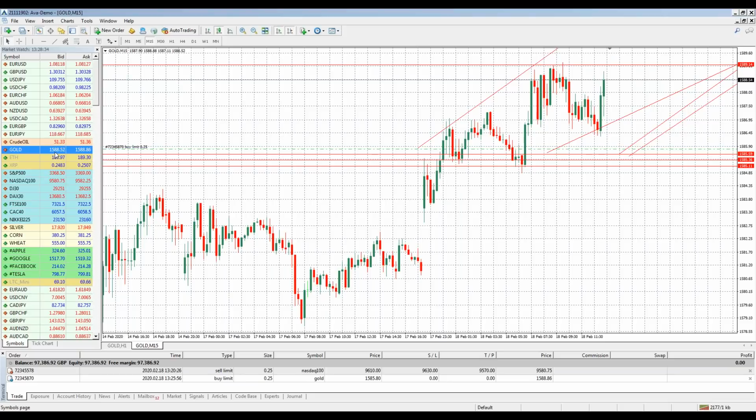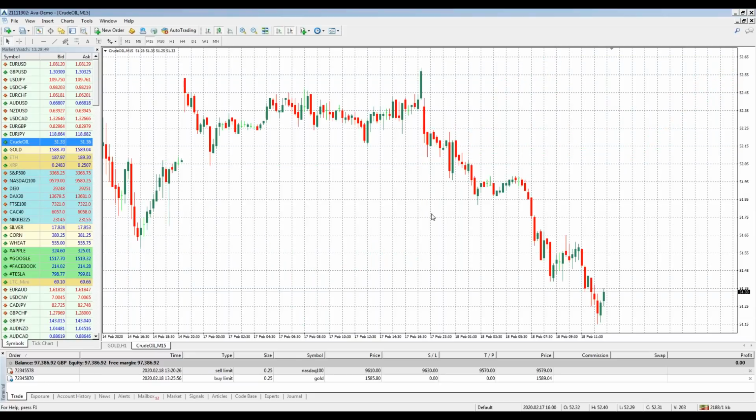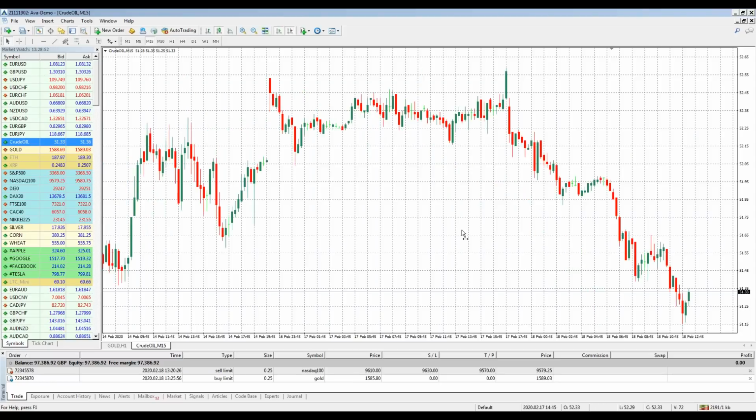Which way do you think oil's been going today? Up or down? Bad economic news. What do you think happened with oil? Yeah, probably down, right? And I trust you, I didn't even look at the chart. There it is, down. 15-minute candles, plunging. Look at the plunge.